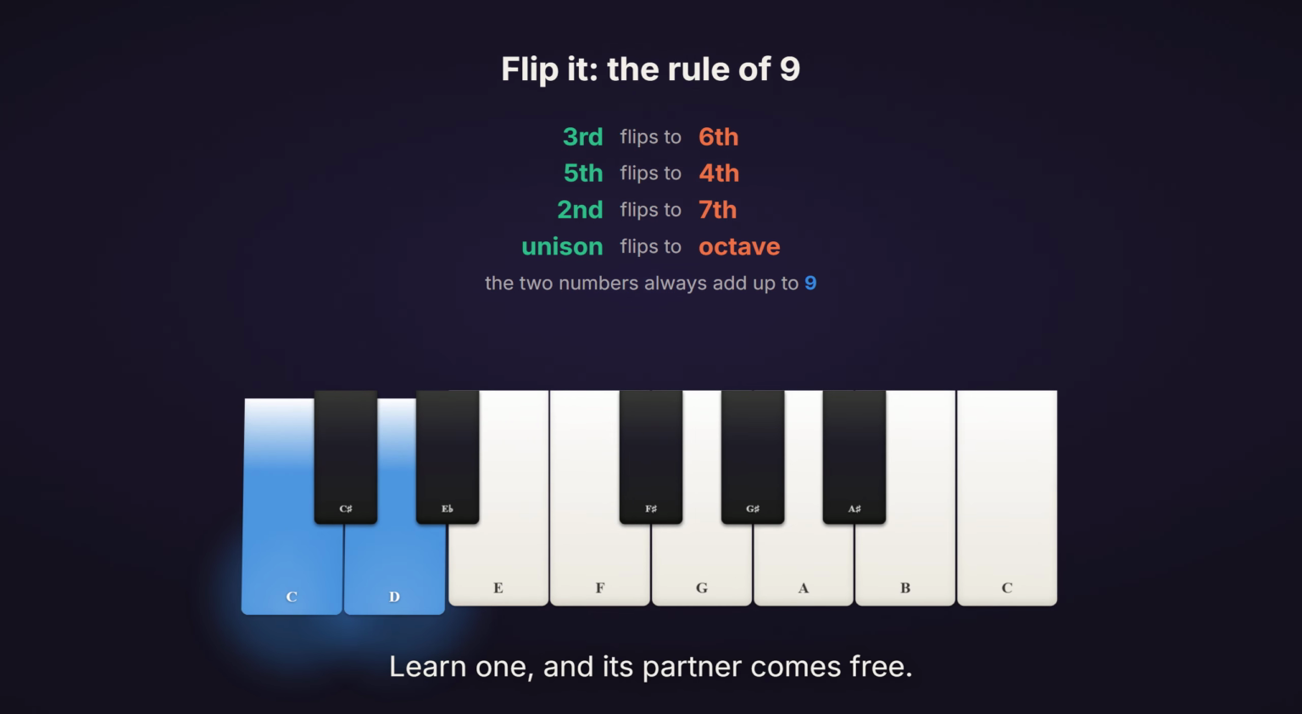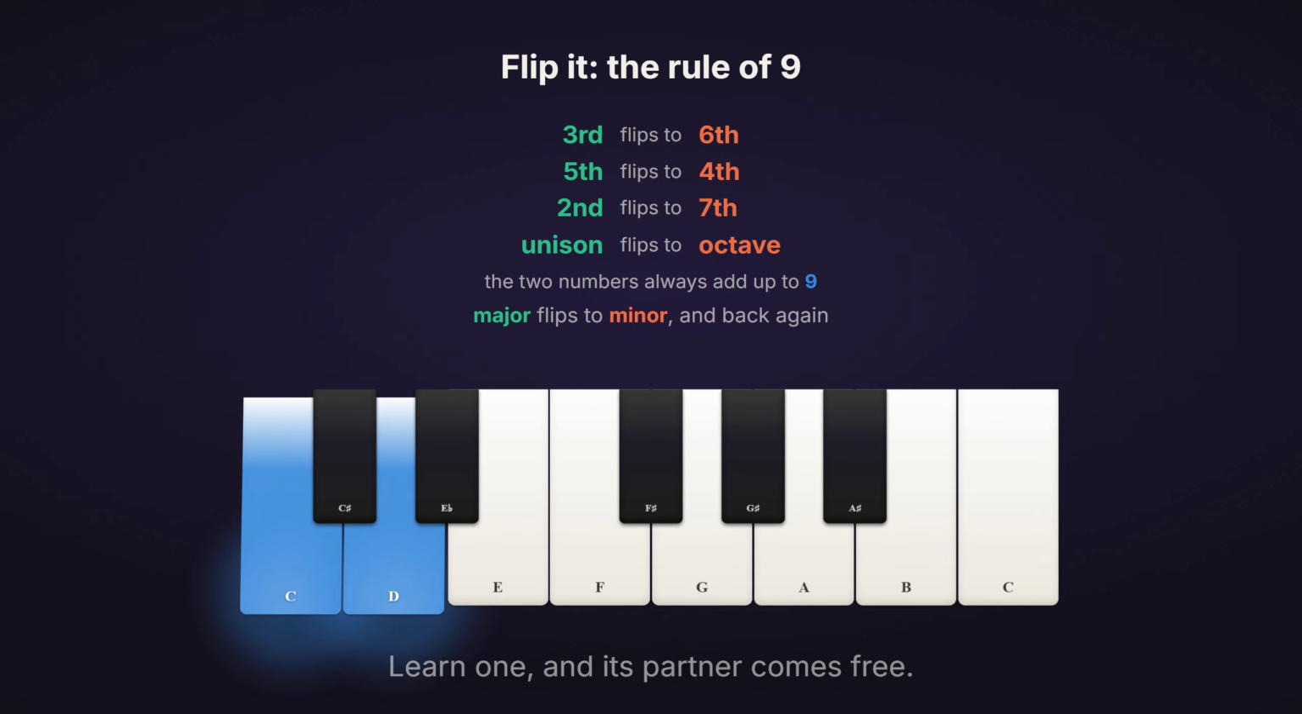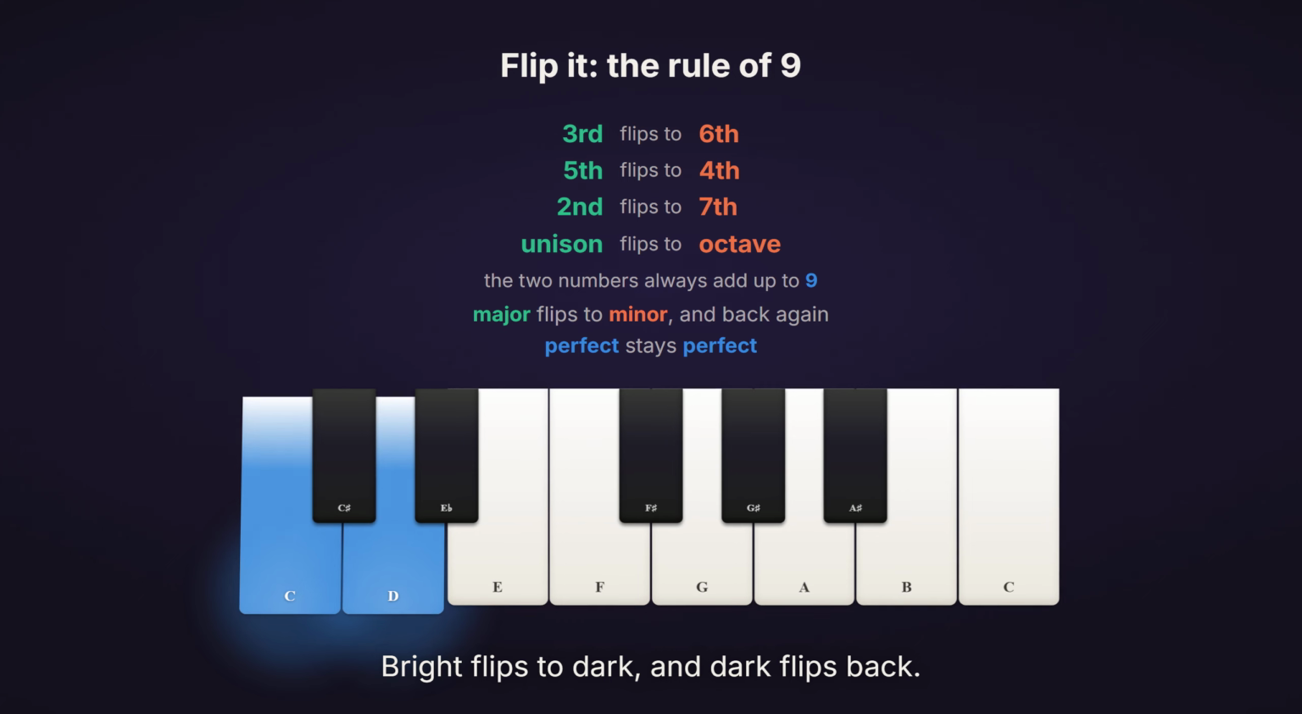There is a second half to the rule, and it is just as tidy. The quality flips too. Major becomes minor, and minor becomes major. So a bright interval inverts into a darker one, and the other way around. But the perfect intervals stay perfect when you turn them over, which is one more reason that whole family earns its name. Let us prove it on the keyboard.